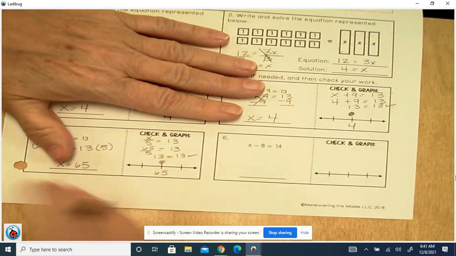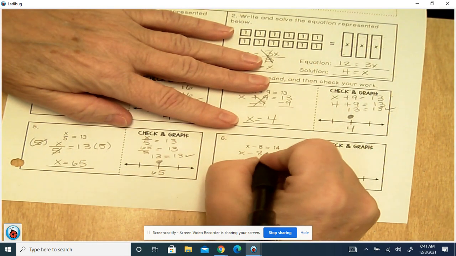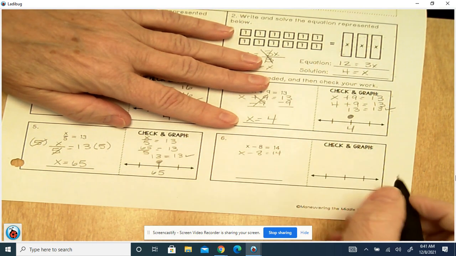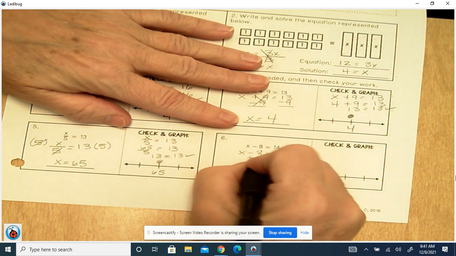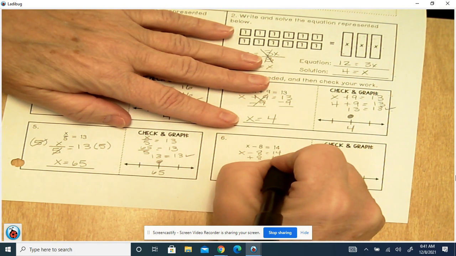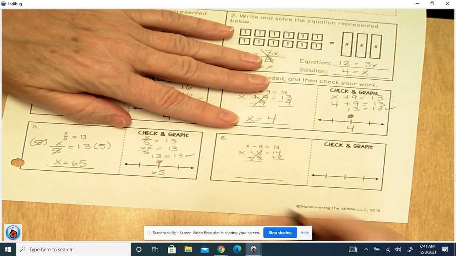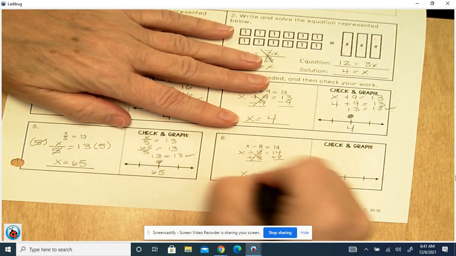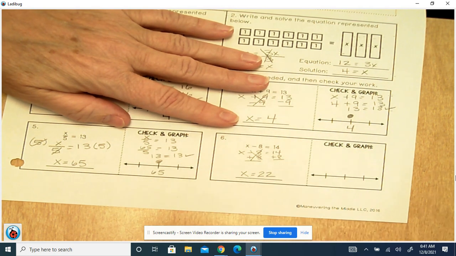Number 6, x minus 8 equals 14. So x minus 8 equals 14. If we're minusing 8, to do the inverse or the opposite of that is we add 8. And negative 8 and a positive 8 cancel each other out. X equals 14 plus 8 is 22.